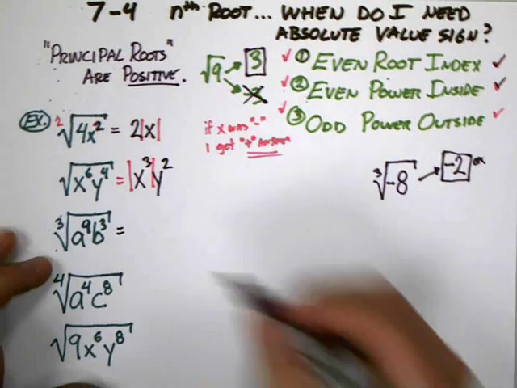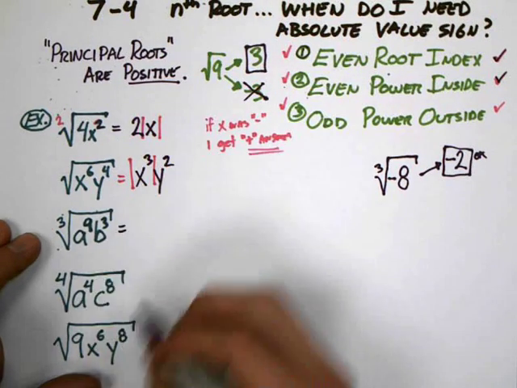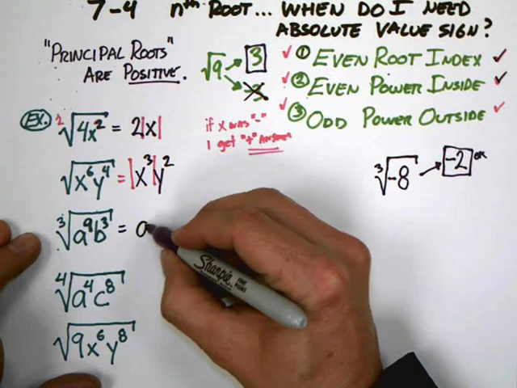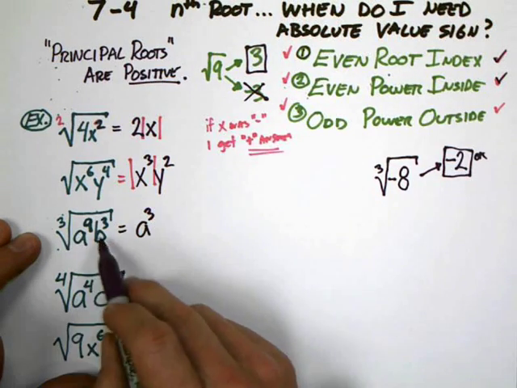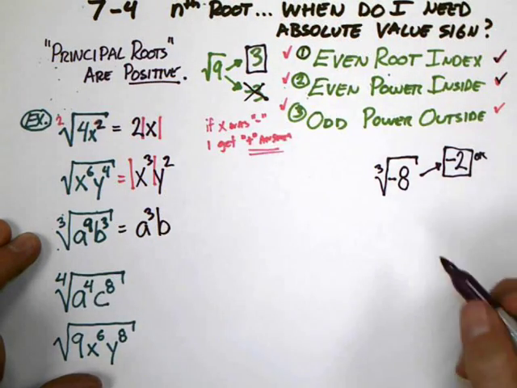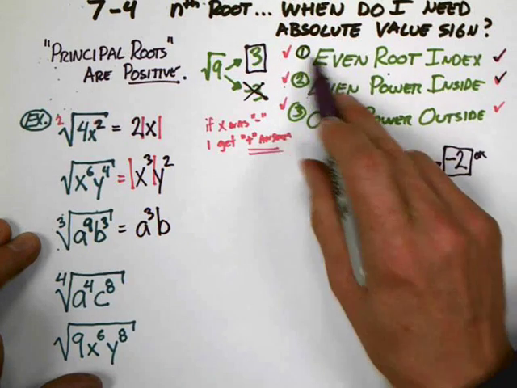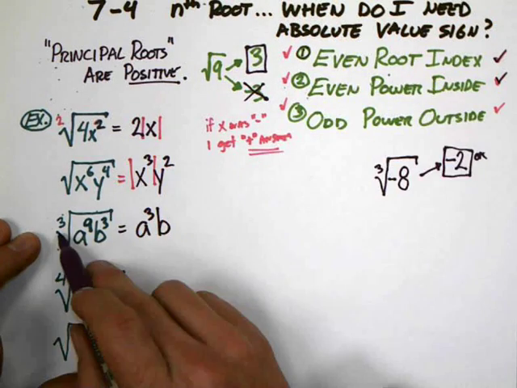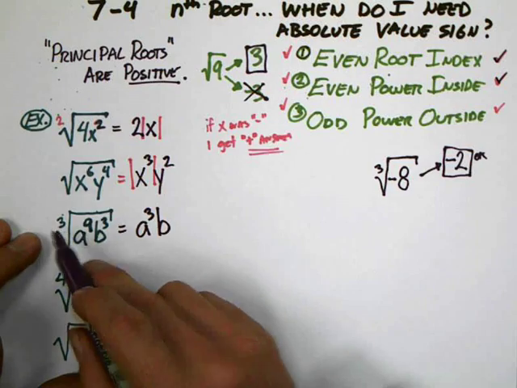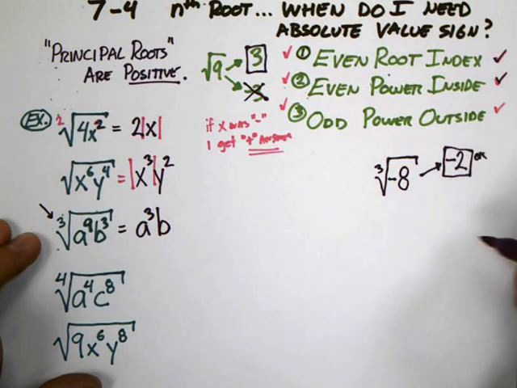All right, let's try this one. I have the cube root of a to the 9th, so 9 divided by 3 is 3, a to the 3rd. I have the cube root of b to the 3rd, so I have b. So let's go through our checklist. 1, do I have an even root index? No, I don't. So since this is an odd number, this problem here is okay. It does not need any absolute value signs.